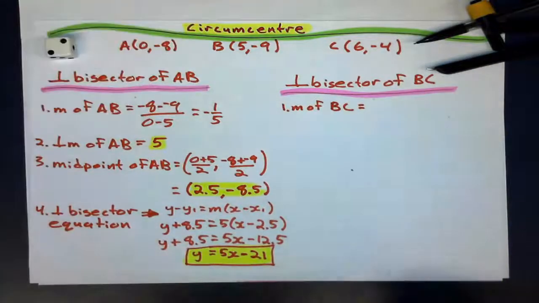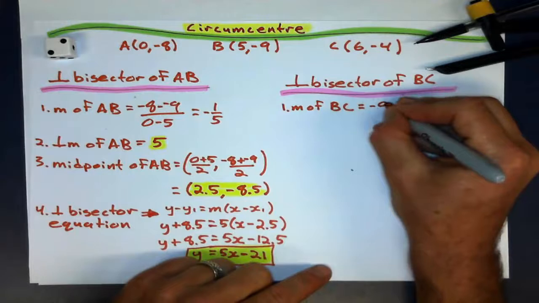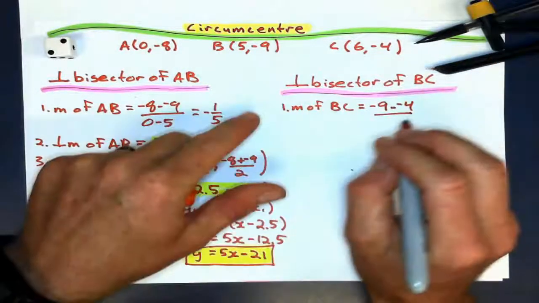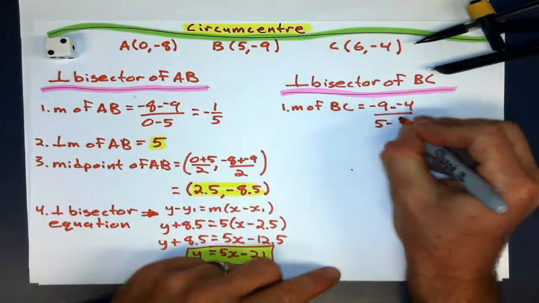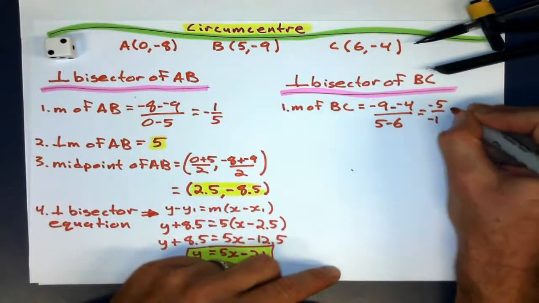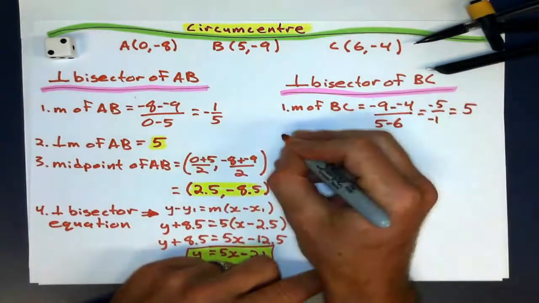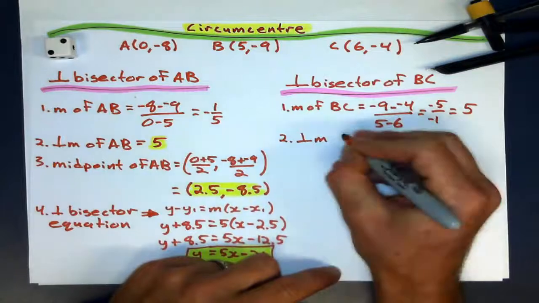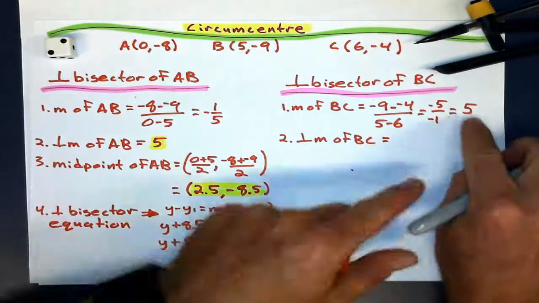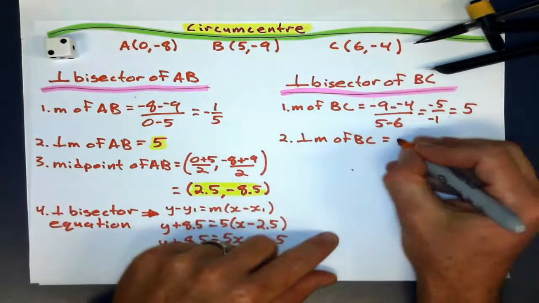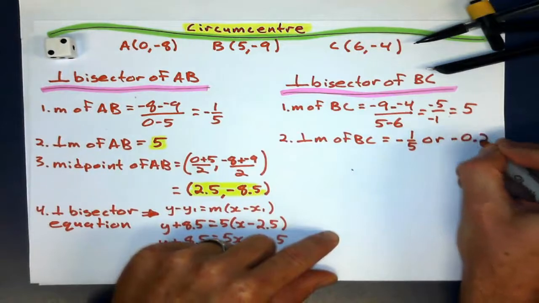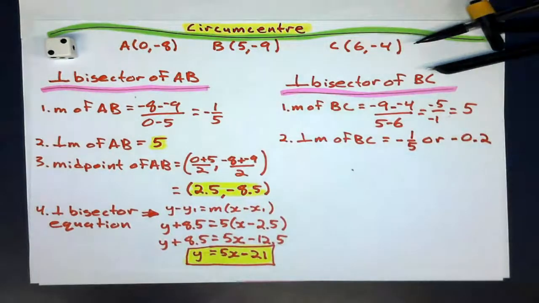Alright, same steps, same process. Gradient of BC is change in y, -9 minus -4, over change in x, 5 minus 6. And I get -5 on the top and -1 on the bottom, and that simplifies to +5. Okay, next up, perpendicular gradient of BC, and I'm going a little bit quicker here because it's just the same thing. The perpendicular gradient is the opposite reciprocal, and that's an okay decimal. Oh, I can write that as negative 0.2 without any hassle.